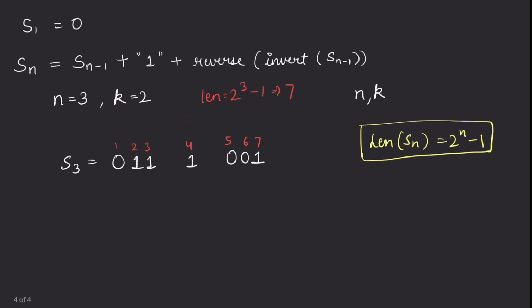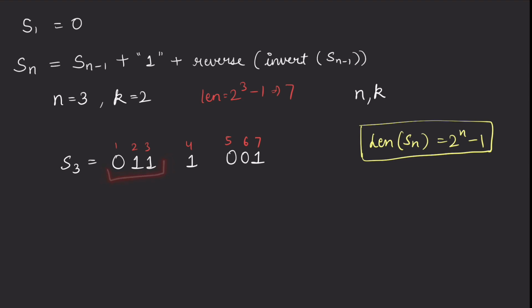If your k is pointing to the middle bit of Sn, then it will always be 1, because we are always adding a bit 1 here. So whenever your k is equal to the mid of your current binary string, you can simply return 1. Now when it is not equal to the mid, there are two cases. Either your k will be less than mid or greater than mid. When it is lesser than mid, then it will lie in this string.